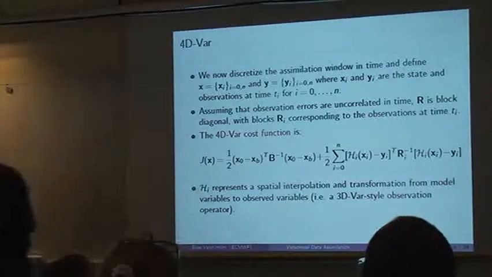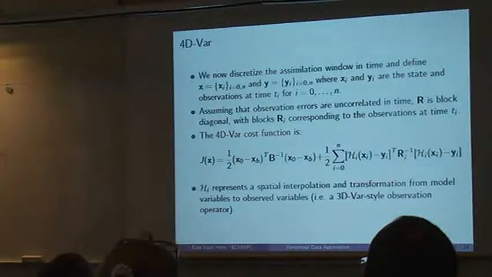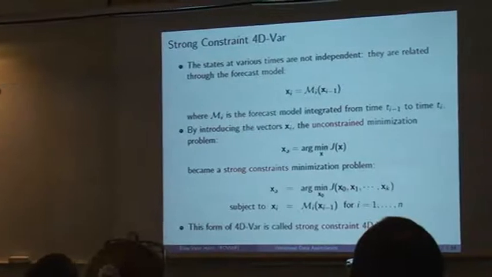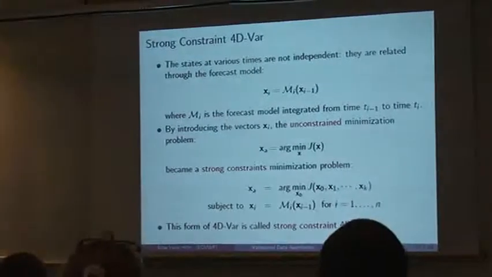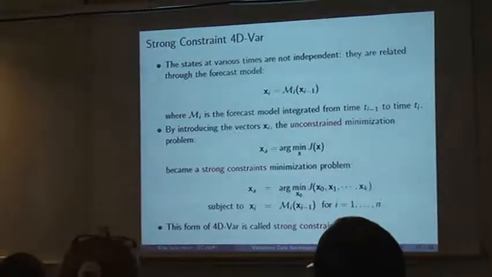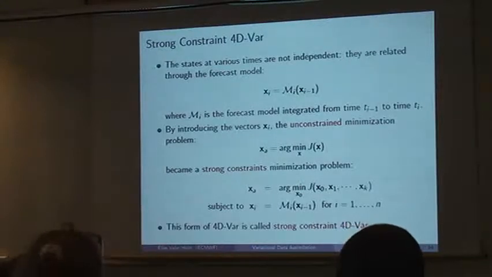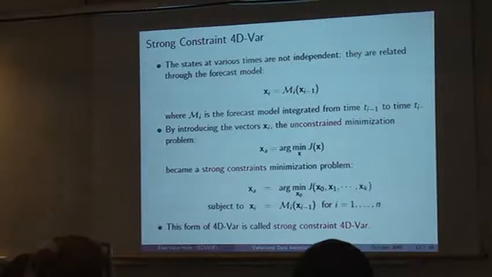And the next step is then to consider the model. Of course, x_i here is M of x_{i-1}, of course, one step to the next one.